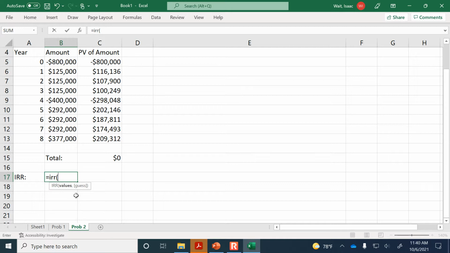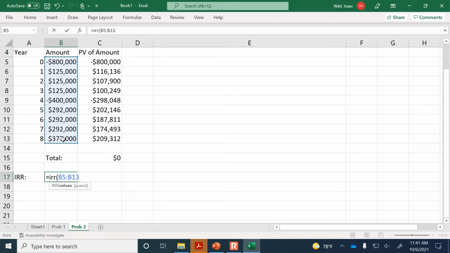So it just wants to know, what are the amounts? Don't use these amounts that are already in the present. Just use the raw amounts before there's any conversion. So you just highlight the amounts in order. It's assuming that what's at the top of the list is some amount at time 0. And then it's assuming that every next amount it sees in that range is in subsequent years. So year 1, year 2, year 3.